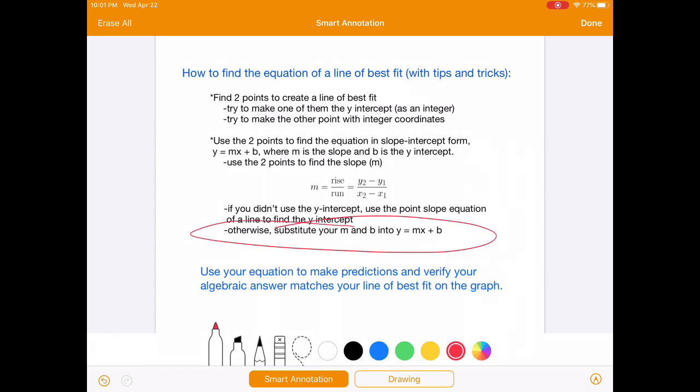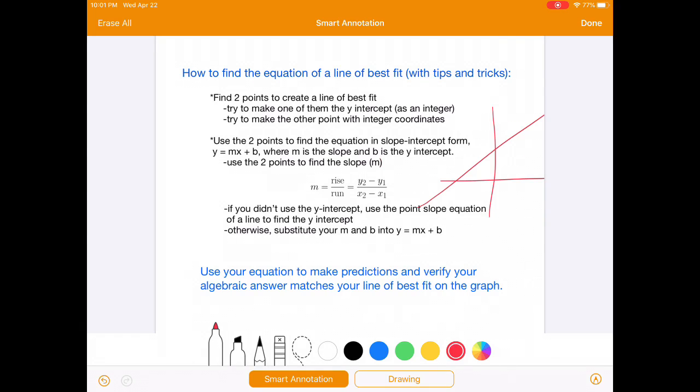And before you use your line to make predictions, what you really want to do is verify it to make sure that it matches your graph. So, and we're going to go through an example, but if you have a line of best fit like this, and you use it to make an equation, but you get a point down here that's not on your line of best fit or somewhere close to your line of best fit, you did something wrong. You want to go back and check your work.